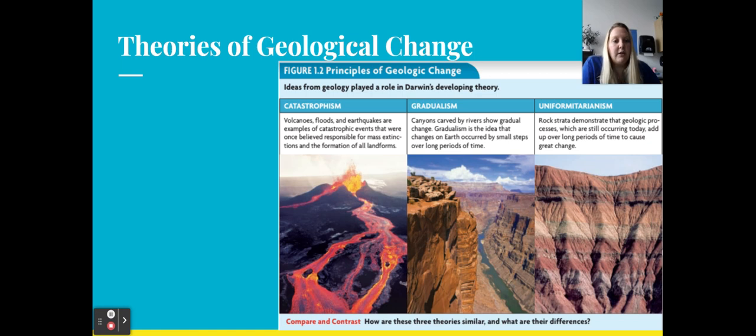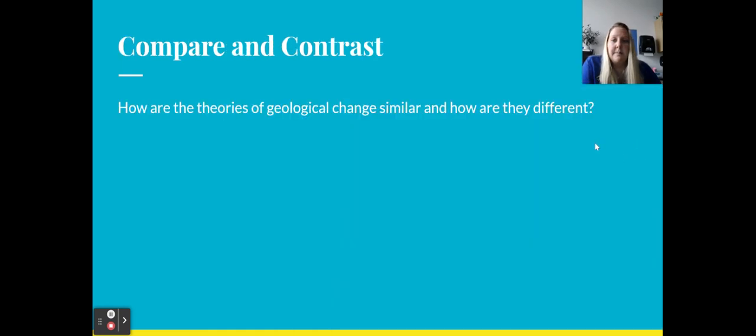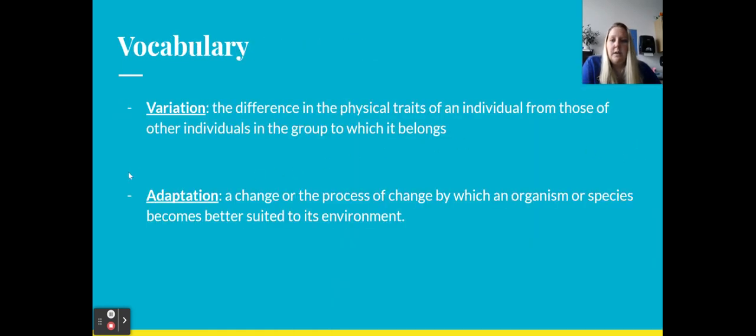And then uniformitarianism, we can see in these, they're called strata of rock, these stripes that show older rock is going to be up at the top or even down at the bottom, depending on what way the tectonic plates are moving. All right, we're going to stop here. We're going to do this in an activity. So do not worry about this part.